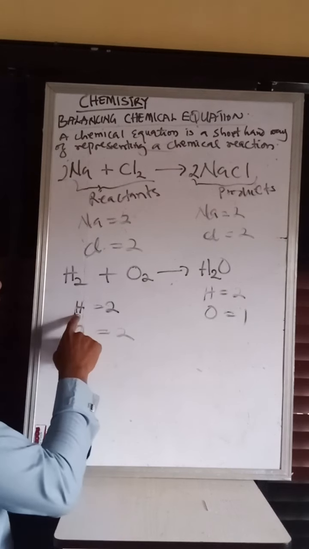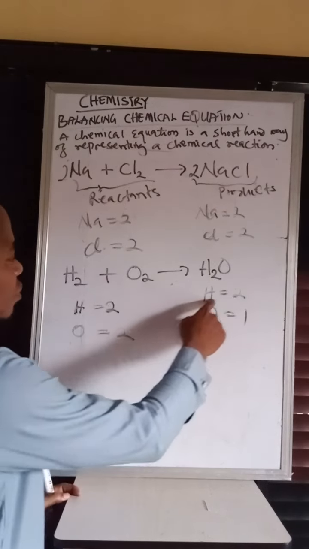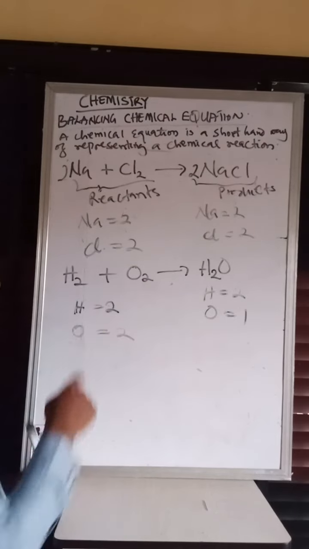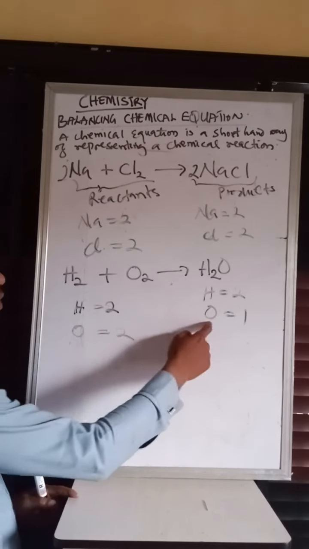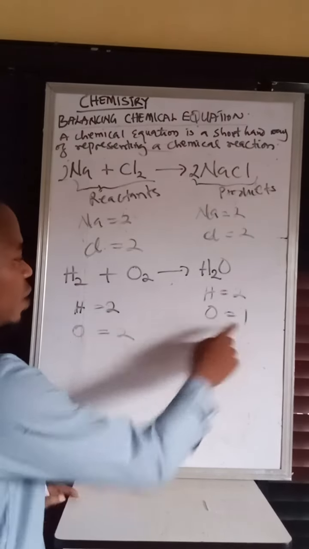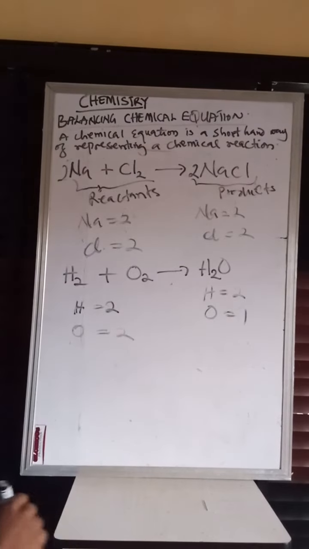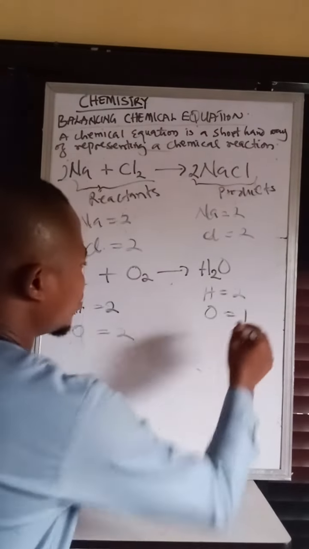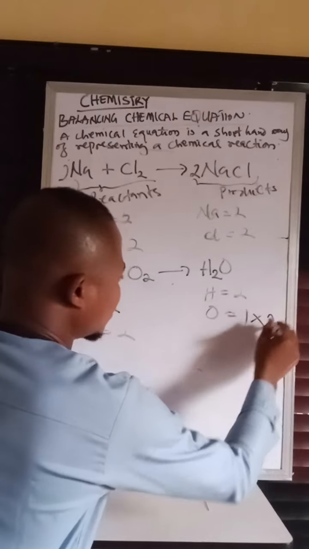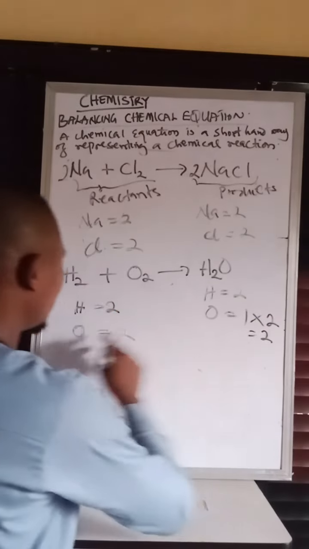We have on this side hydrogen, 2 atoms. On this side, hydrogen, 2 atoms. It's balanced. Here we have oxygen, 2 atoms, but here oxygen, 1 atom. So 2 and 1 are not equal. We'll try to balance this. What do we do? To balance this, if we multiply this by 2, it will be equals to 2. And that will be equals to 2.